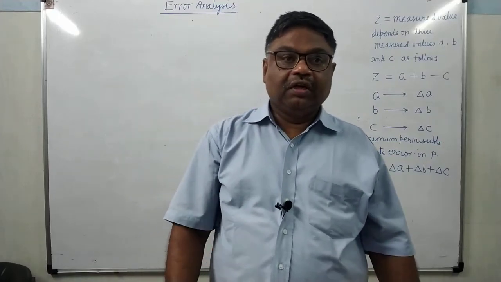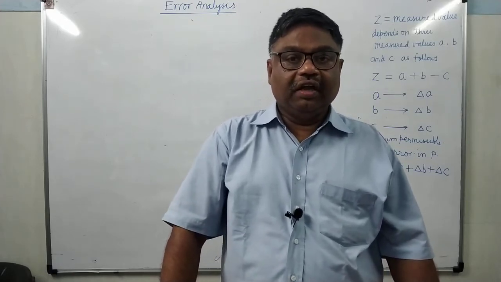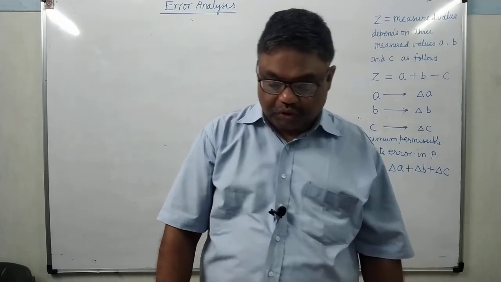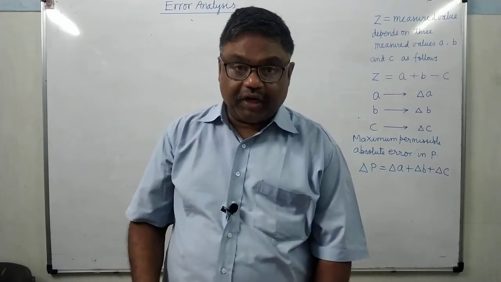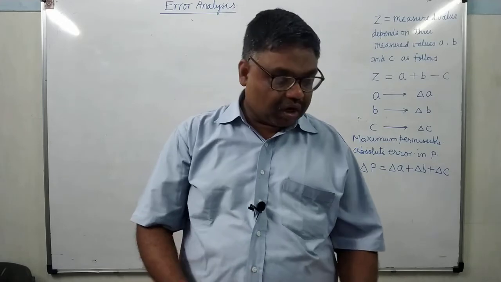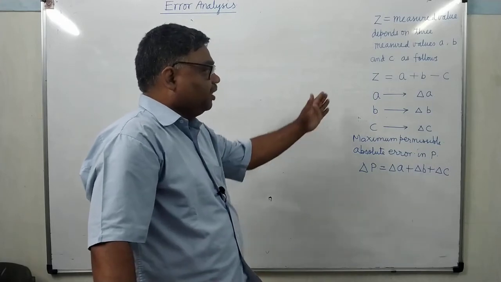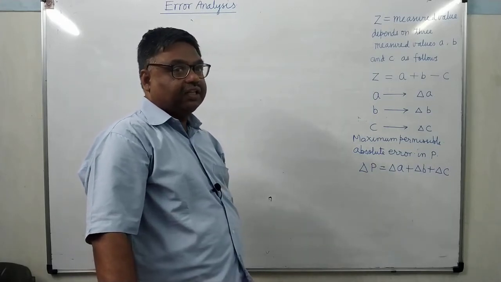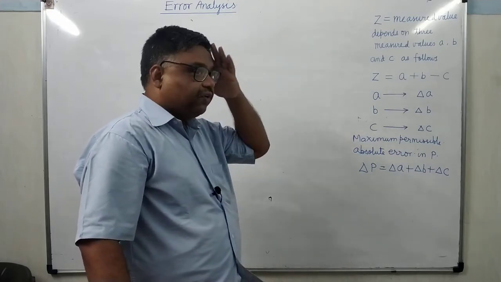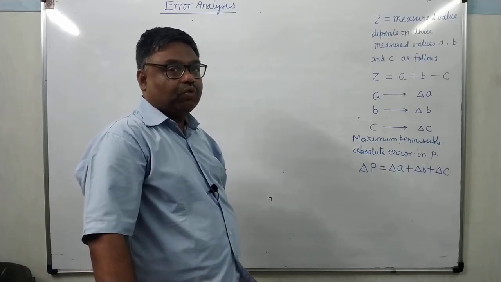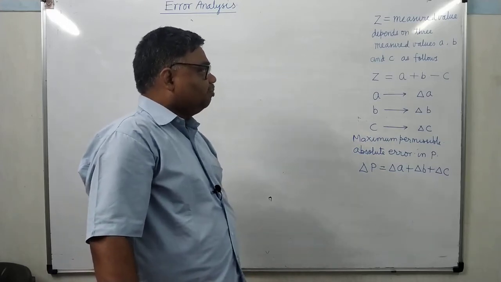Hello students, in the previous lecture we have seen how to compute the errors, and in what manner they will propagate into the final result, when the final result is obtained by adding or subtracting the measured values. You can see here Z is a measured value which depends upon three physical quantities which have been measured by some instrument. These measured values are A, B and C.